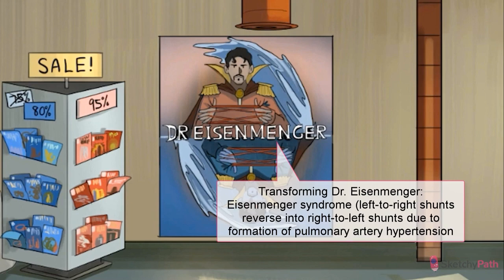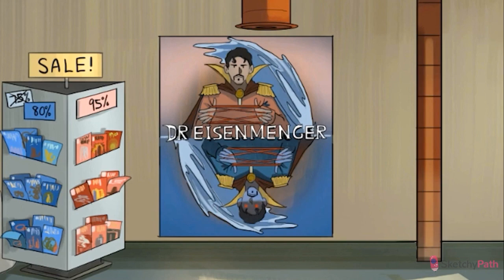This is called Eisenmenger syndrome, embodied by Dr. Eisenmenger here. What? You haven't seen it yet? It's only the best movie of the summer. The story goes like this. In left to right shunts, all that blood is getting dumped into the right side of the heart, and after a while, the right side just can't take it anymore.